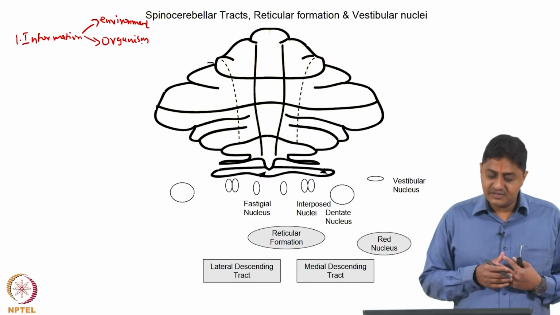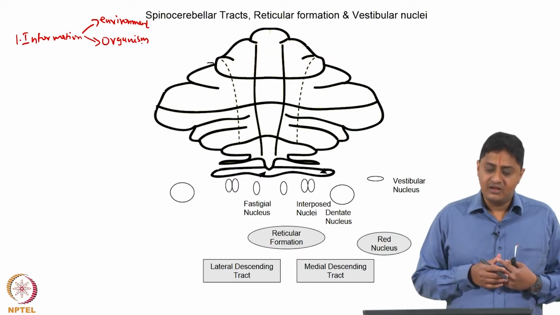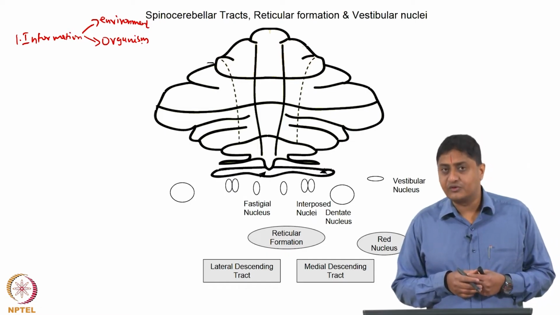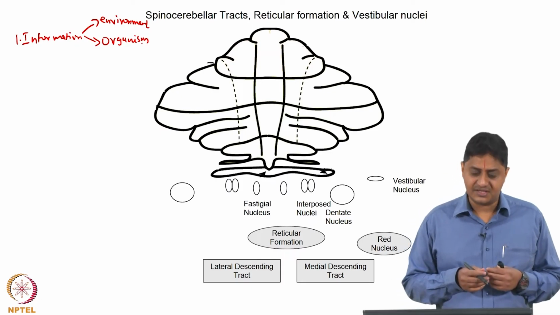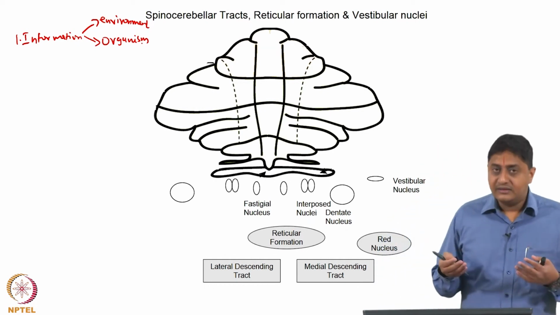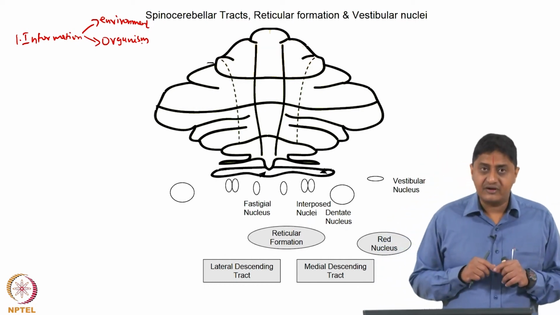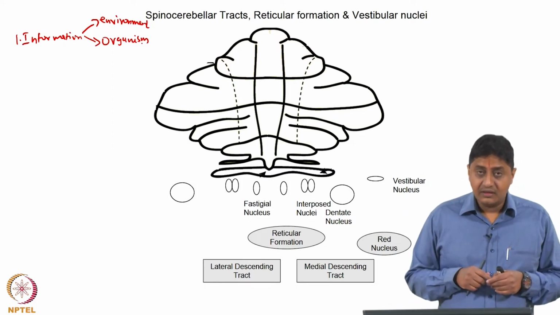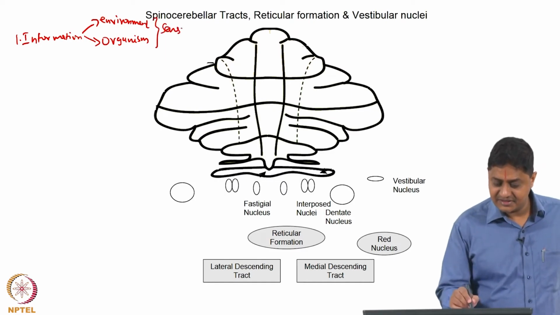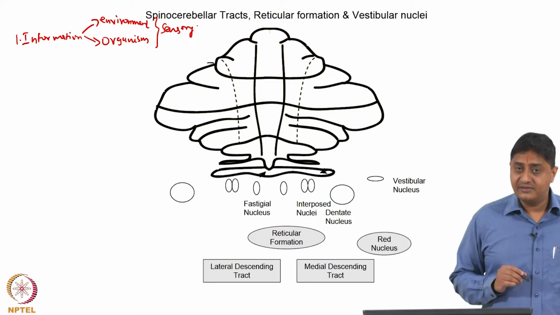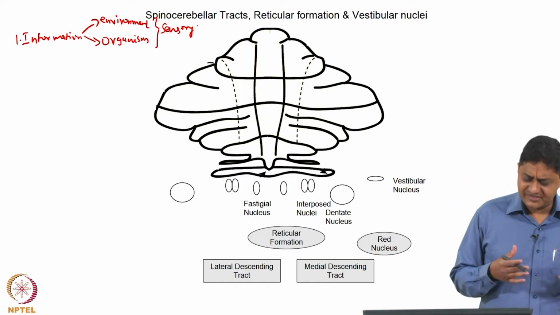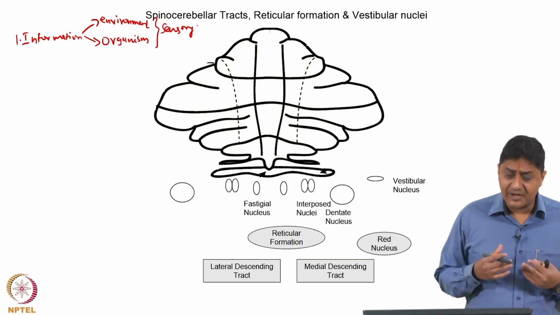So, the organism's information, for example, where are the various parts of your body, what is the relative position of your body parts with respect to each other. So, you know the environmental situation, you know the relative position of the body parts, also the other. So, these are sensory informations, is it not? They are brought about by the dorsal side of the spinal cord. So, basically they are brought about by the dorsal spinocerebellar tracts.